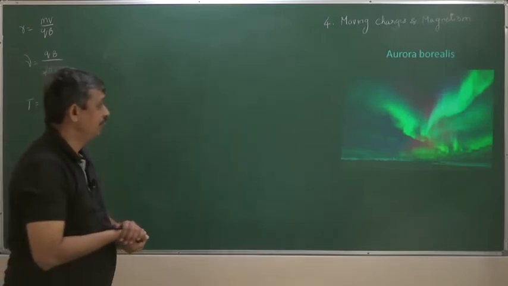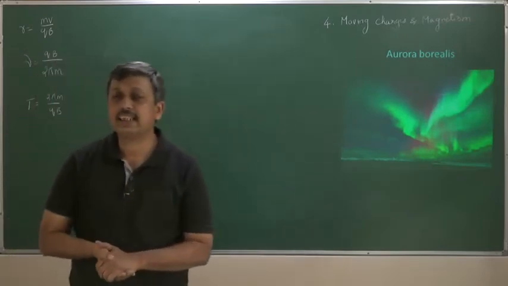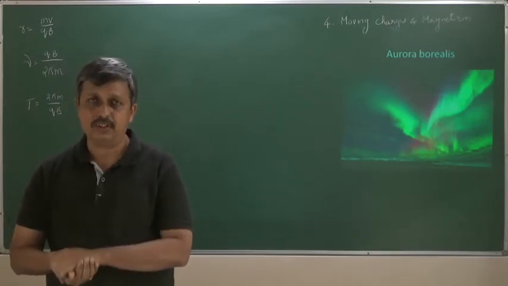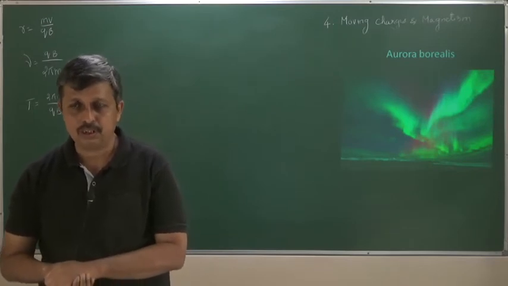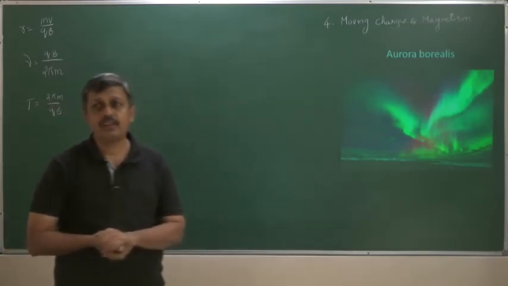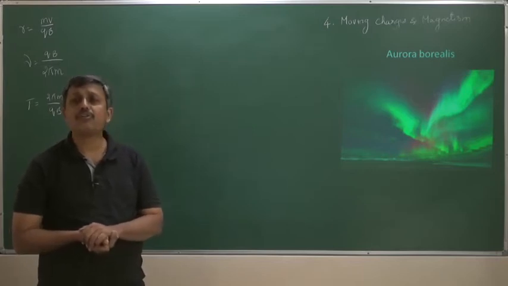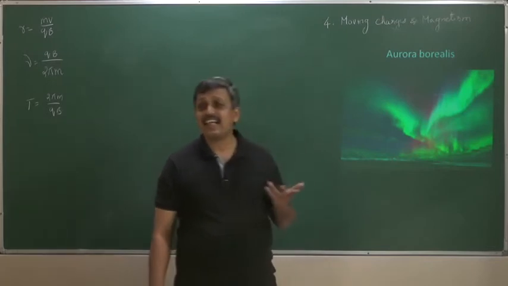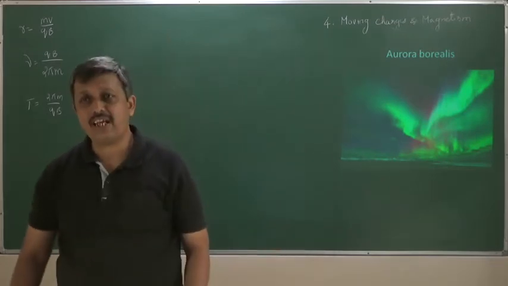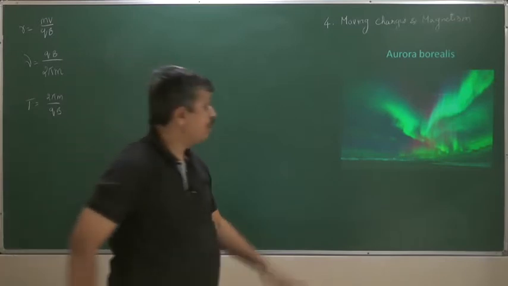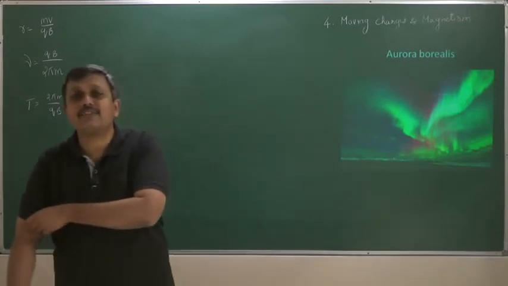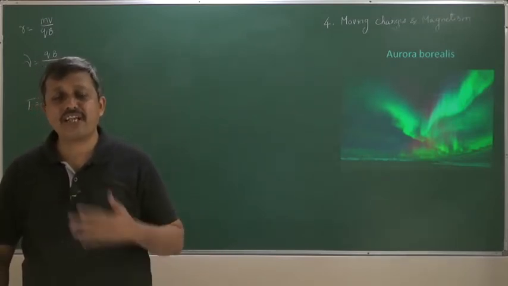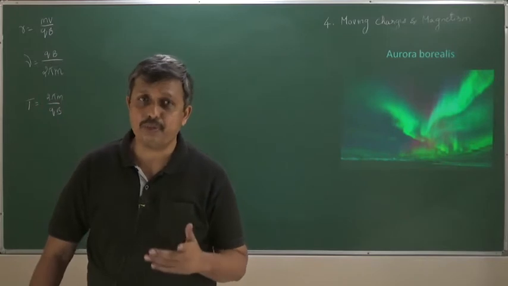So this is one of the very interesting things that you see when you go to Earth's poles. If you go to either the North Pole or the South Pole, you will be able to see a very colorful sky, something like this, with pink and green colors forming what we call Aurora Borealis. You can search for Aurora Borealis in Google and see many very interesting and nice pictures of it.